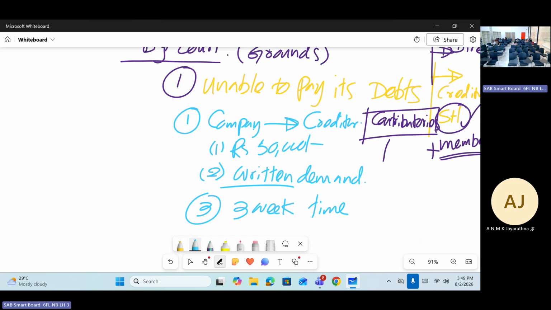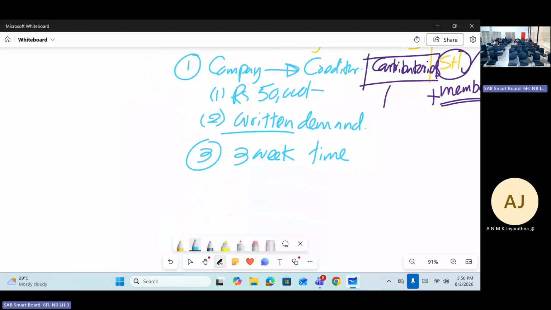50,000 rupees, written demand from the creditor, and within 3 weeks' time the company is unable to settle it. So that being done, the company is unable to pay its debts. And there's another example.